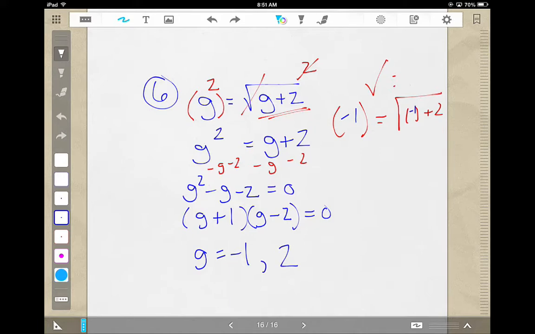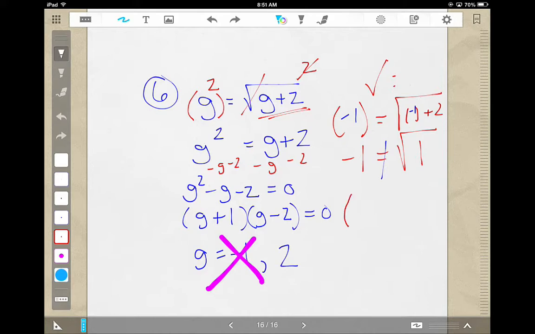In this case, negative 1 plus 2 is going to be 1, and the square root of 1 does not equal negative 1, which means negative 1 is not a solution to this equation. It was a solution to my quadratic, but it did not plug in and check and make a true statement in the original radical equation. So let's check 2 and see if we get any better results.